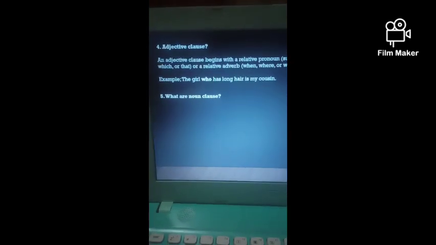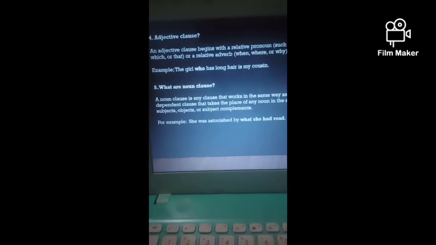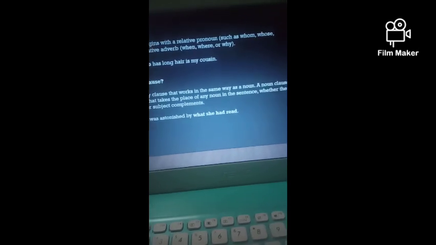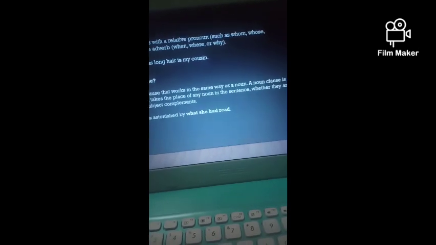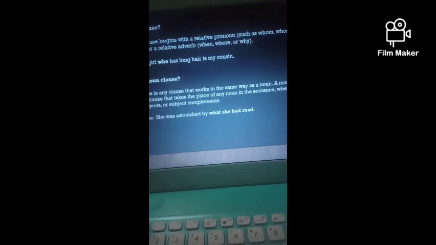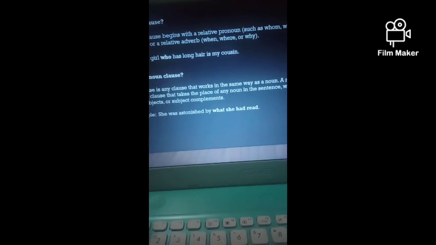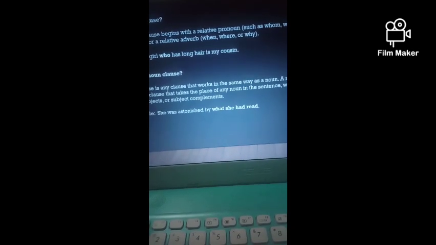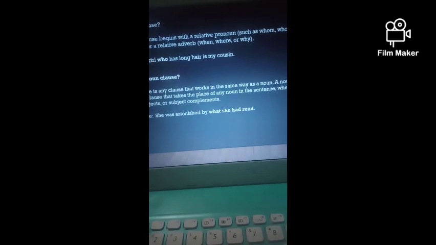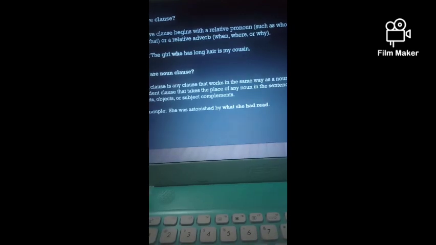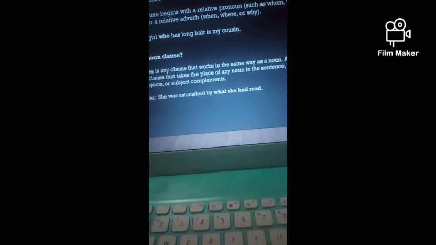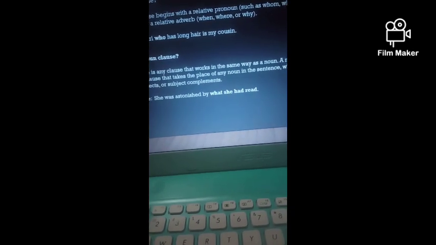The next is about the noun clause. A noun clause is any clause that works in the same way as a noun. A noun clause is a dependent clause that takes the place of any noun in the sentence, whether it is a subject, object, or subject complement. For example, she was astonished by what she had read.